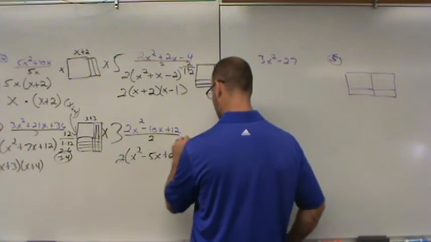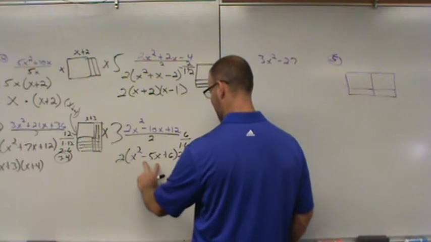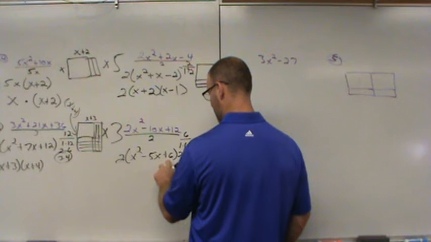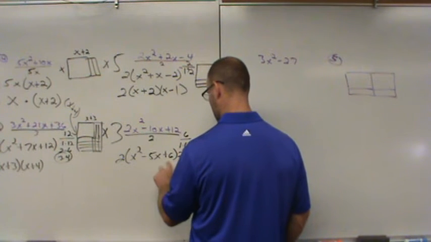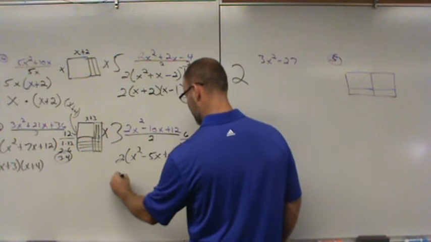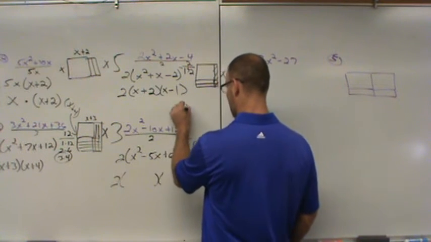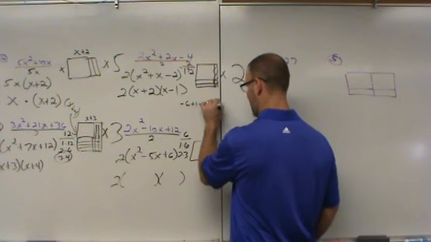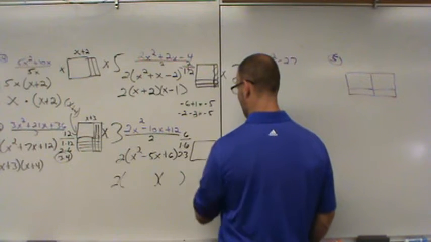How do I do this? Factors of 6: 1 and 6, 2 and 3. I want a minus 5, but I want to multiply them to get a positive 6. Okay? So I need to have something. Well, I can say minus 6 plus 1 is negative 5. And I can also say minus 2 minus 3 is negative 5. So which one is it?